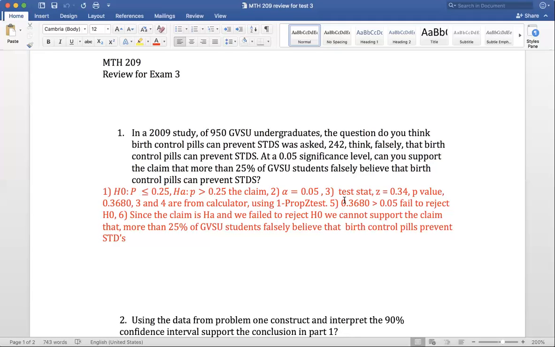So for 5, we get 0.3680 is greater than 0.05. So the p-value is greater than the level of significance. That means we're going to fail to reject H0. Now think about what H0 was. H0 was the opposite of the claim. So if we fail to reject it, that means we cannot support the claim that more than 25% of GVSU students falsely believe that birth control pills can prevent STDs.